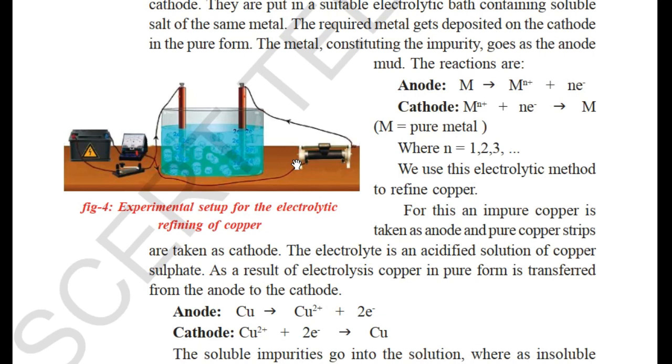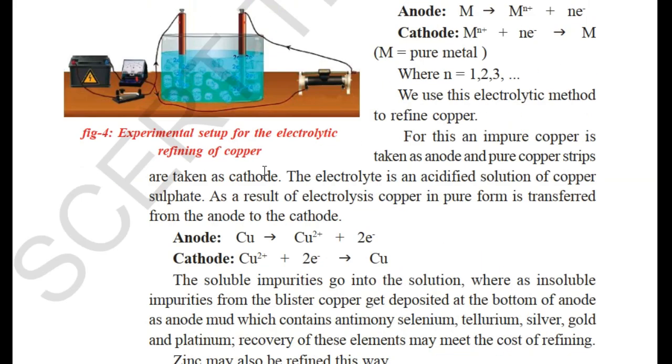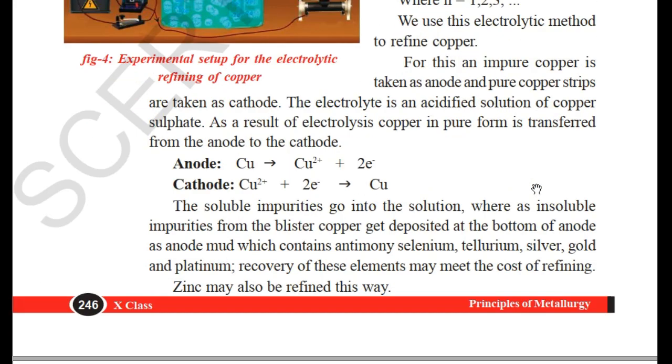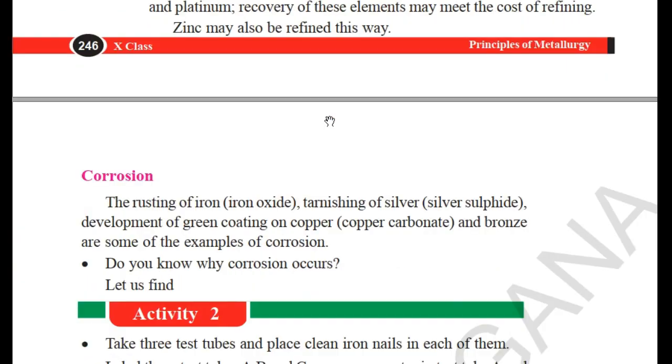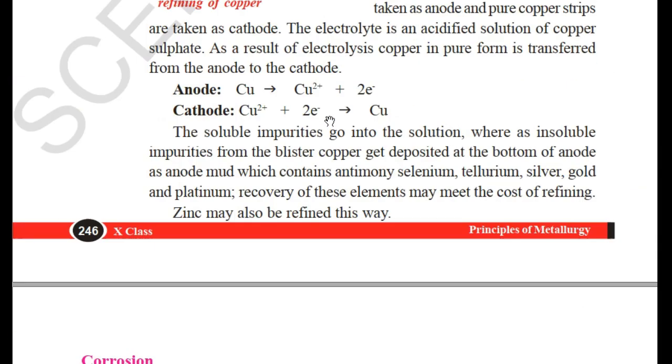The electrolysis method is used to refine copper. In this method, impure copper is taken as the anode and a pure copper strip is taken as the cathode. Impure is placed at one place and pure at the other. When electricity is passed, the pure metal comes to the cathode and the impure stays here. Zinc may also be refined in this way. So this is nothing but refinement.